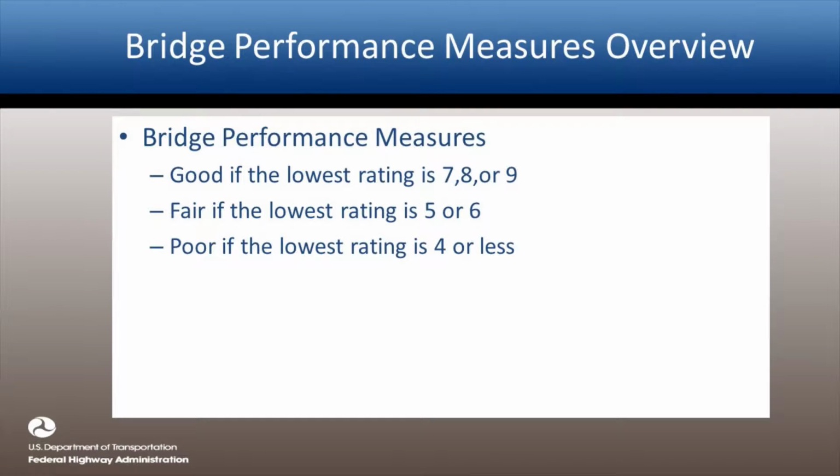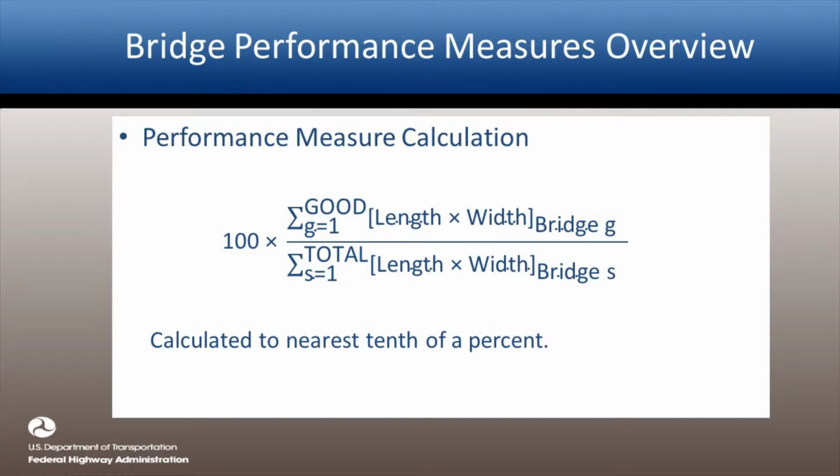And the way this is broken down, if you go back to the MBI ratings, 7, 8, or 9 are considered good, 5 or 6 are considered fair, and poor is 4 or less. And when we start talking about this, it's all based on deck area. It's not count. So you've got to remember it's based on deck area.